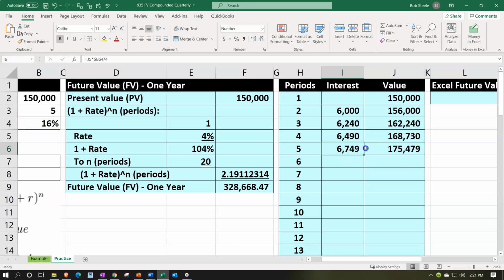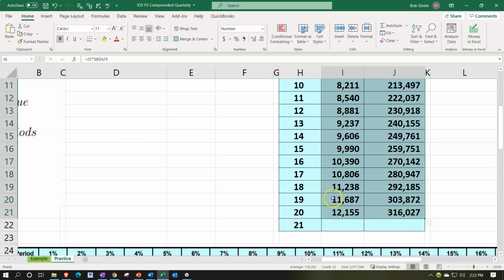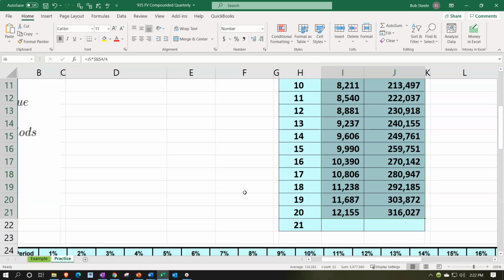So I'm going to then select these two. I'm going to then highlight them and autofill them all the way down. Not even going to check it. We're living dangerous here. I'm just going to take it all the way down to the 20 periods. I don't know why I have 21 down here. 20 periods, right? Yeah, that's going to be the 316.027. I actually should have taken it down and renamed this.